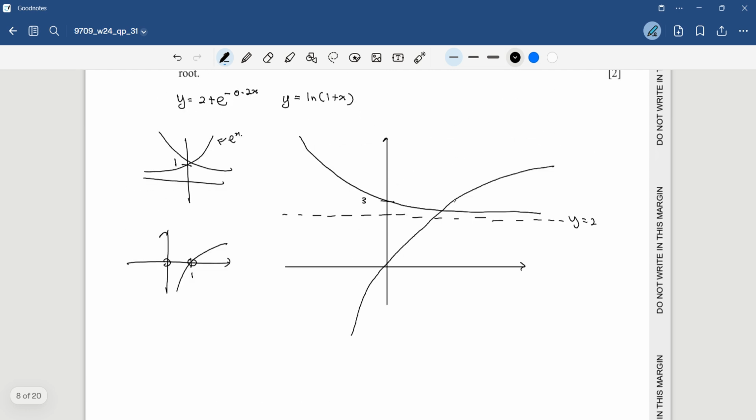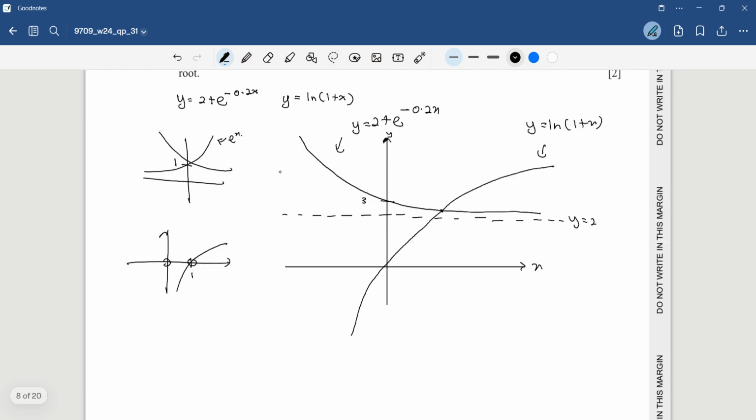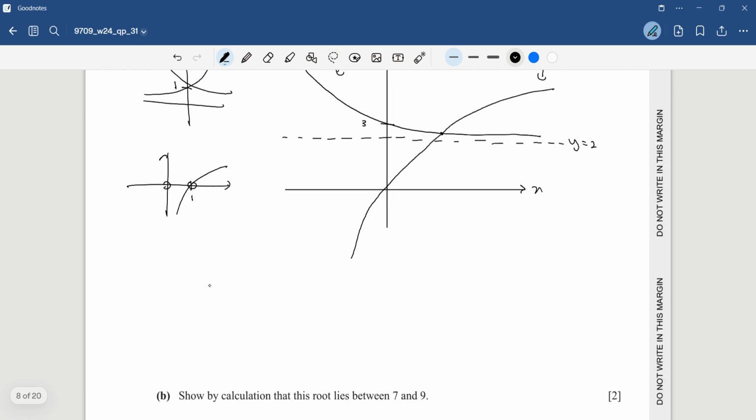Okay, so this will be y equals ln(1 plus x), and this will be y equals 2 plus e to the negative 0.2x. Based on this, there's only one intersection. If you want, you can erase the strings, and you can write the conclusion.